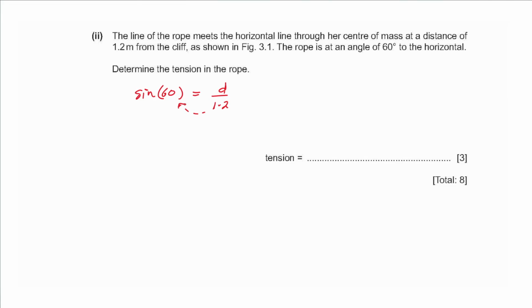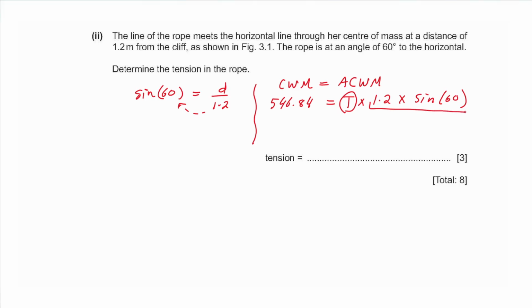And then we can use clockwise moments equal to anti-clockwise moments as the principle of moments here. Since it is in equilibrium, we say that the moments are balanced. So the moment from the previous question, 546.84, is equal to the new moment, which is the tension multiplied by the perpendicular distance, which is 1.2 times sine 60. And then we want to find the tension, so we divide the left-hand side by this here, and we get an answer for the tension, 526.197 approximately. We can approximate that to 2 or 3 significant figures, maximum 3 here, 526 newtons.